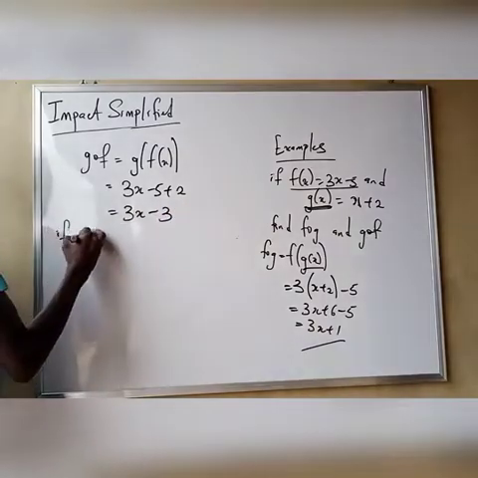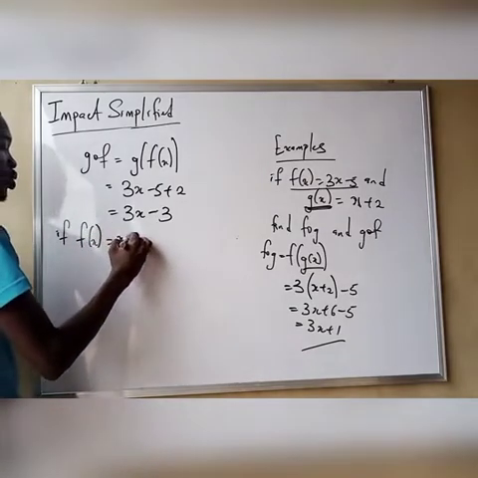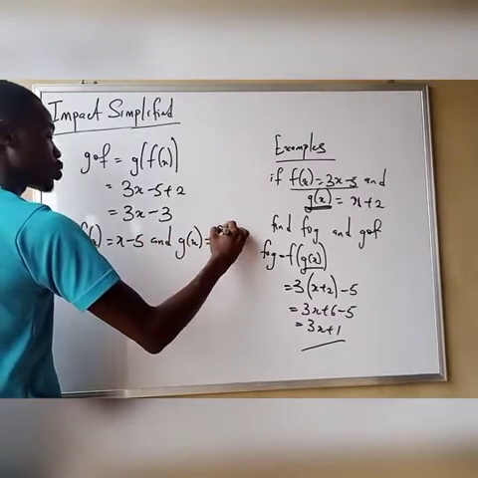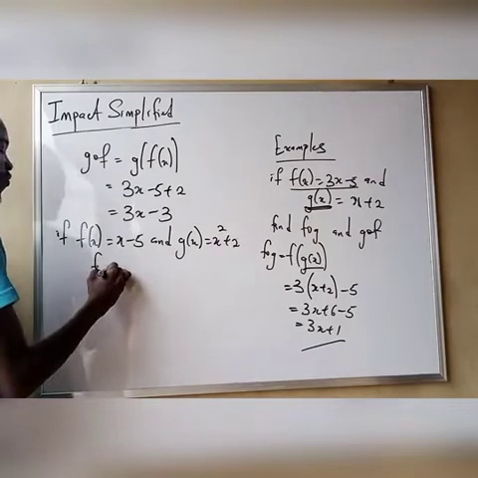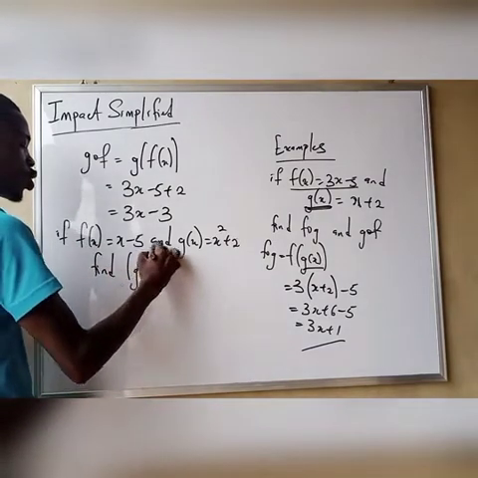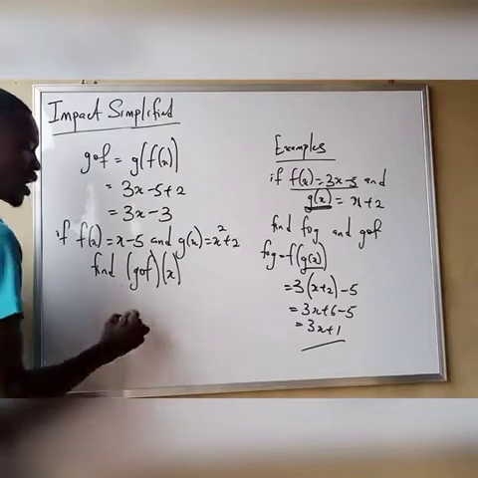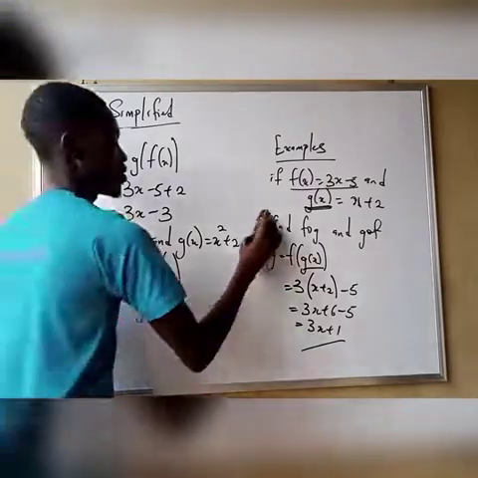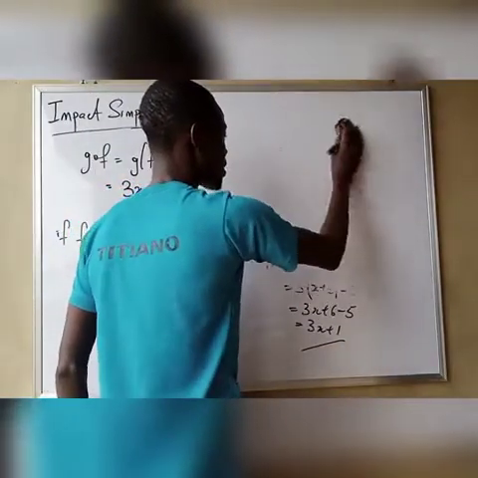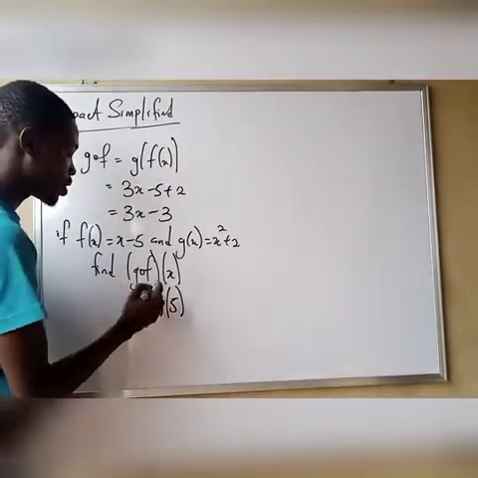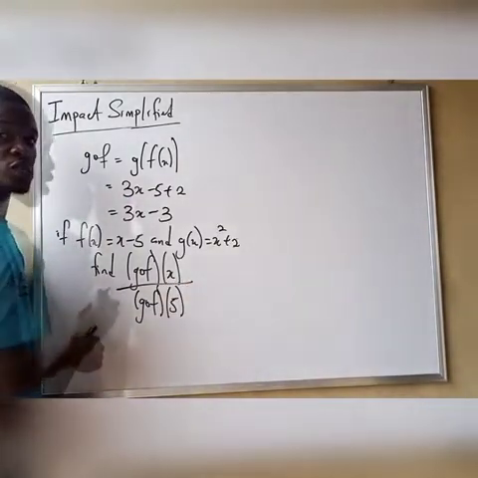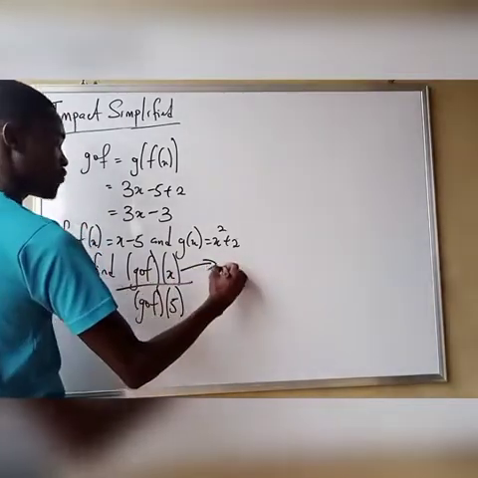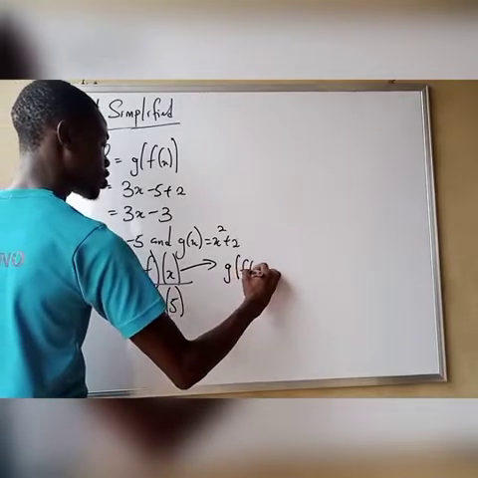Now let's look at this again. We have, if f of x is equal to x minus 5 and your g of x is equal to x squared plus 2. They say find gof of x, and also they said we should find gof of 5. Now, what is the meaning of this and that? For us to find gof of x, we are going to get gof first. And what is gof? gof simply means g of f of x.